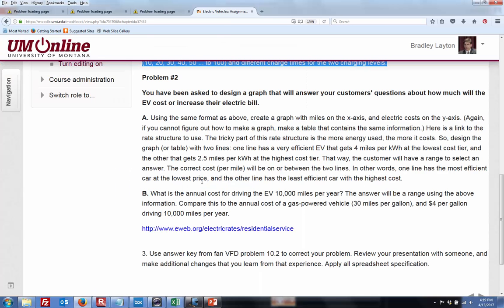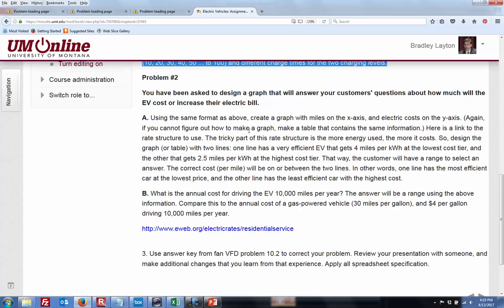Okay, now, next problem. Using the same formula as above, create a graph with miles on the x-axis and costs on the y. Make a table. There's a link to the rate structure. I think this must be the rate structure down here. The tricky part is the rate structure: the more energy used, the more it costs. So design the graph or table with 2 lines.